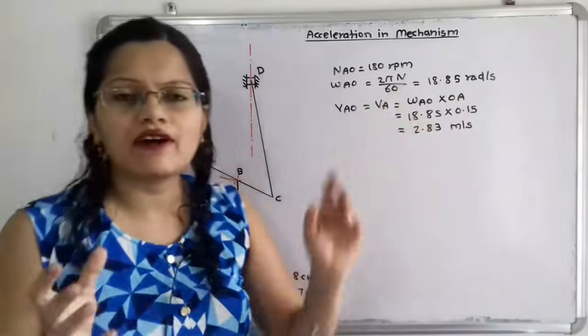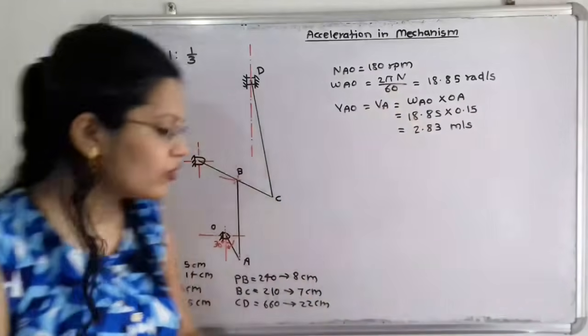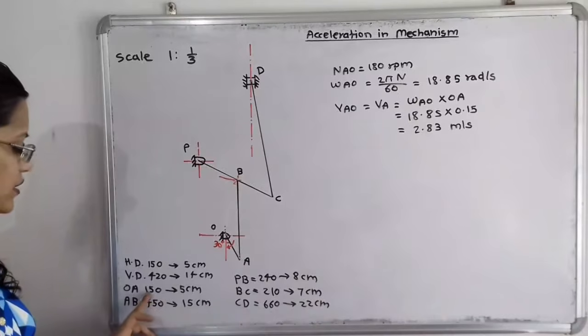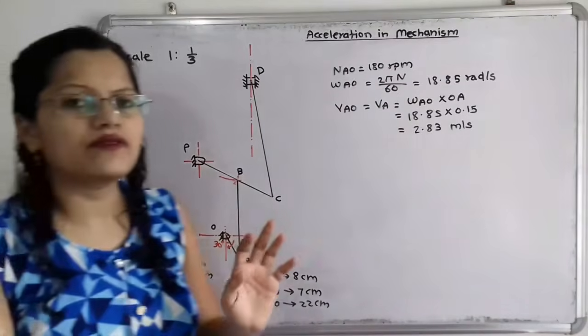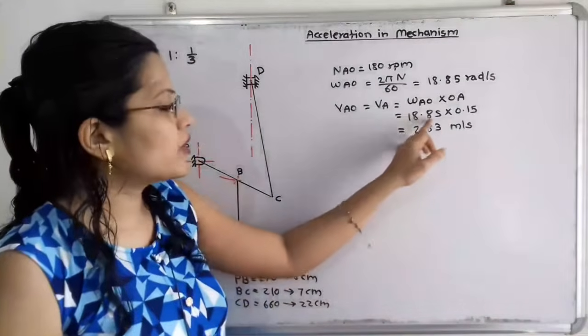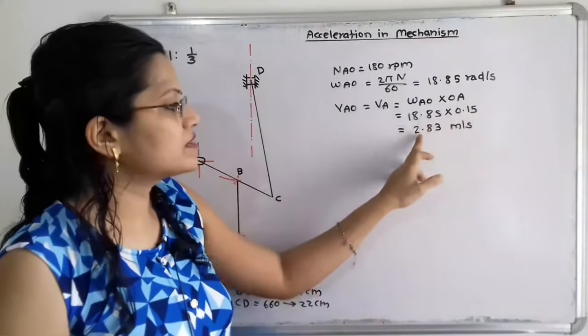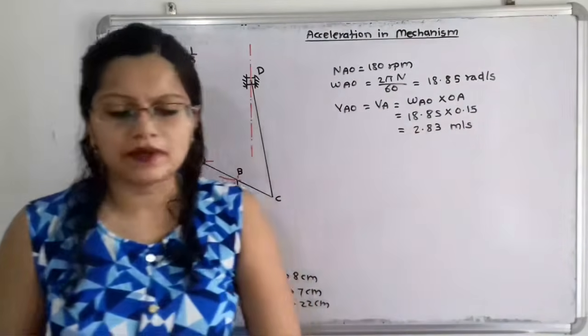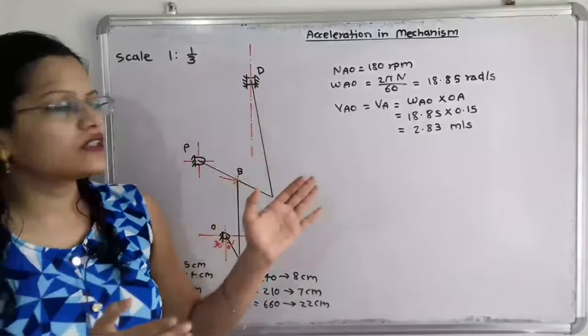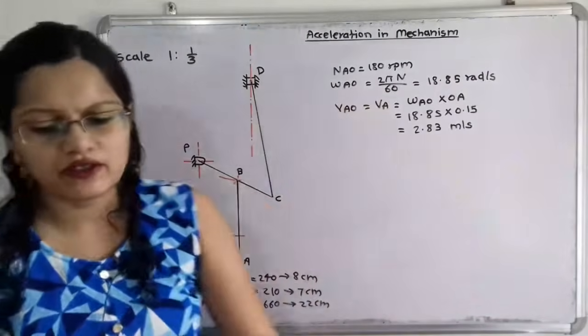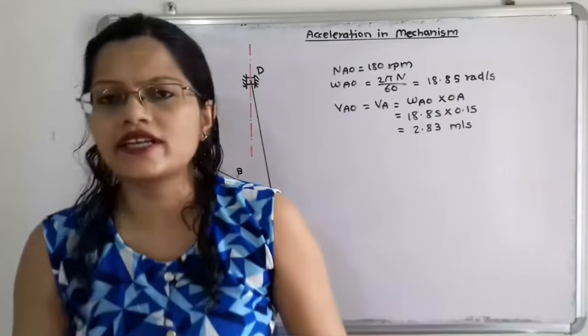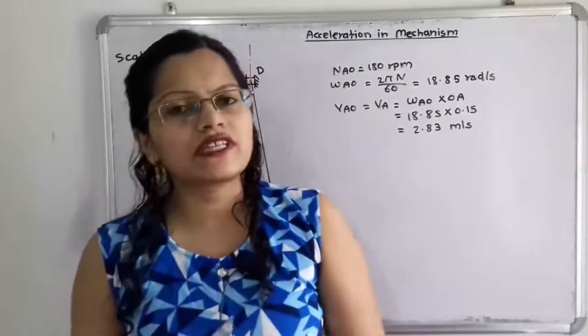So OA we have to take in meters. So 150 millimeter is given, that is 0.15 meter. So 18.85 into 0.15 is equal to 2.83 meter per second. So this is about the magnitude. Here is the magnitude of velocity at point A. But what about the direction?